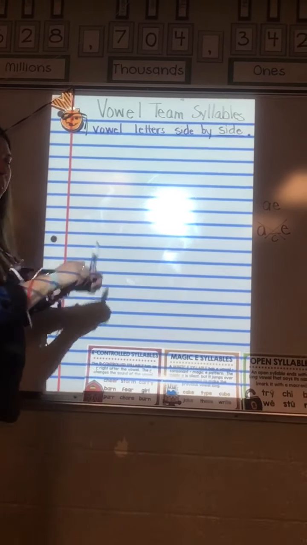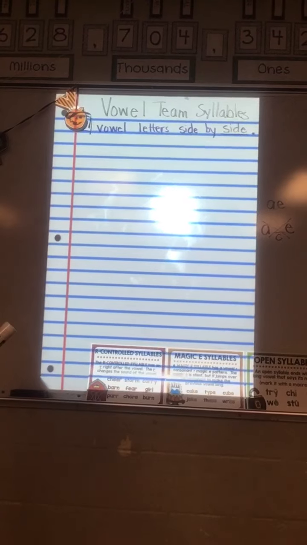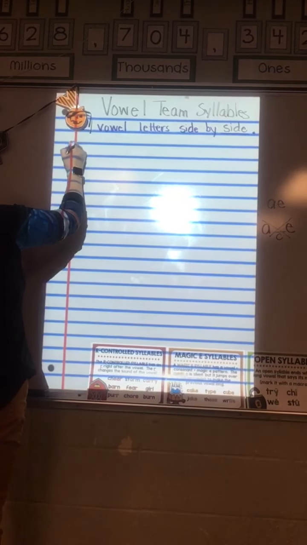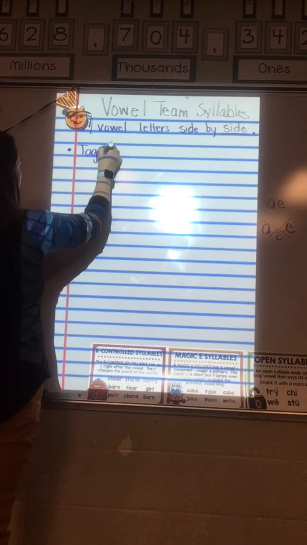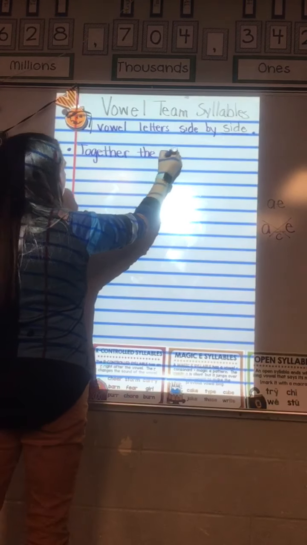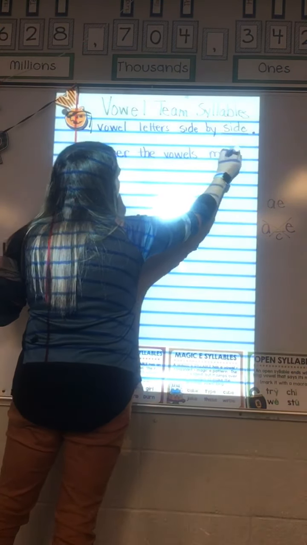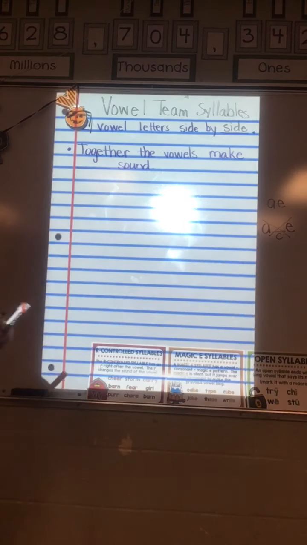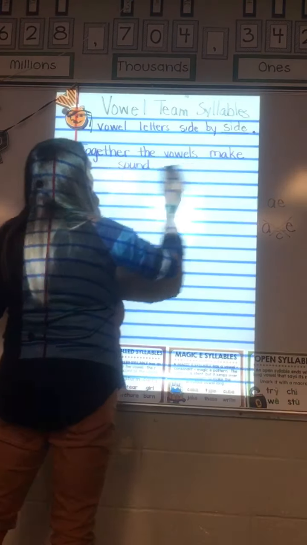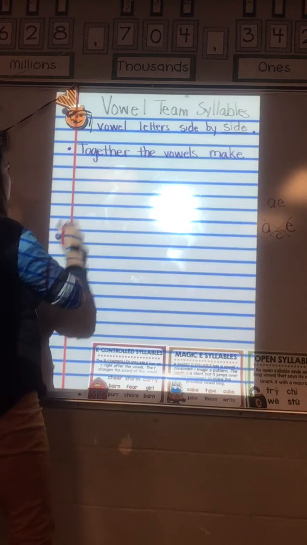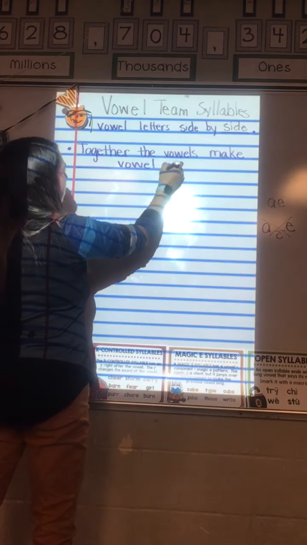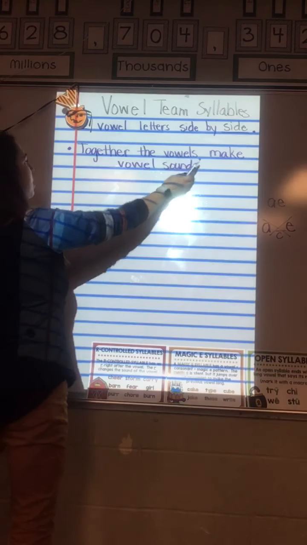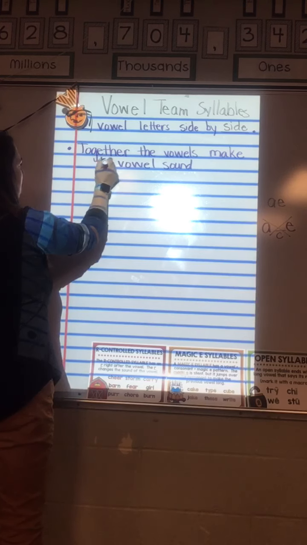All right, now here's our second way to identify a vowel team. It says, together the vowels make blank sound. So our next note is, together the two letters make, the vowels make one vowel sound. Oh, I just gave it away. Together the vowels make one vowel sound.